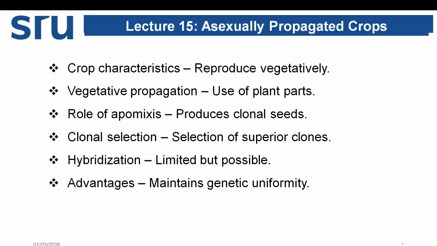Lecture number 15 will be on asexually propagated crops. Asexually propagated crops reproduce vegetatively. Vegetative propagation means propagation through the use of plant parts. What is the next point? What is the role of apomixis? That is the production of clonal seeds. What is meant by clonal selection? Next point, that is selection of superior clones, and what are the advantages of apomixis.